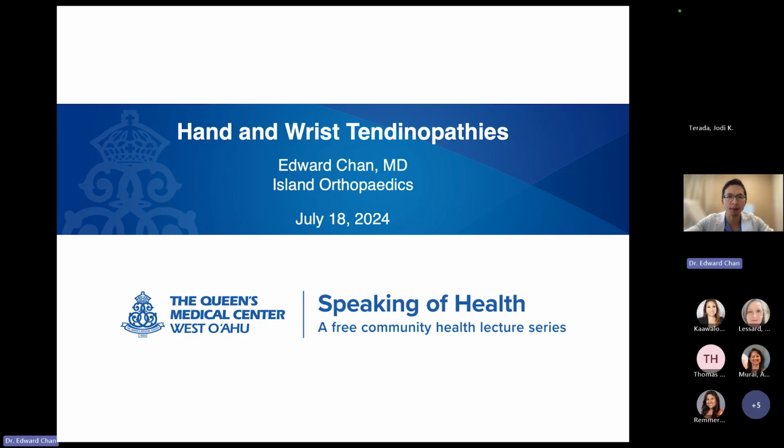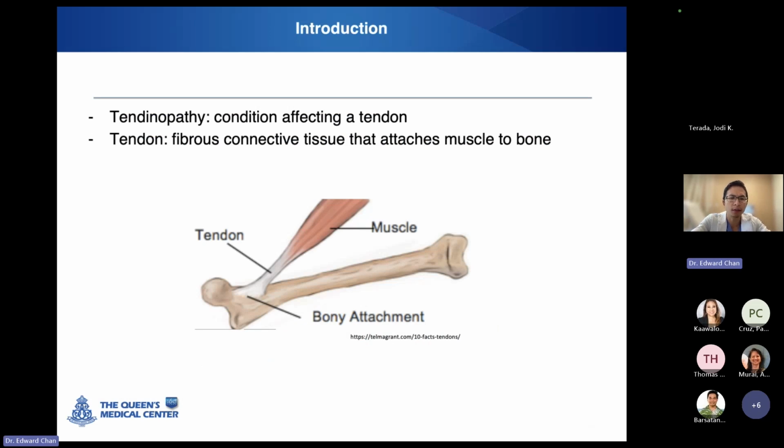Okay. All right. Thank you, everybody, for being here. So we'll talk today about hand and wrist tendinopathies. So to start at the beginning, what is a tendinopathy? It's basically a condition affecting a tendon. And what exactly is a tendon? A tendon is a fibrous connective tissue that attaches muscle to bone.